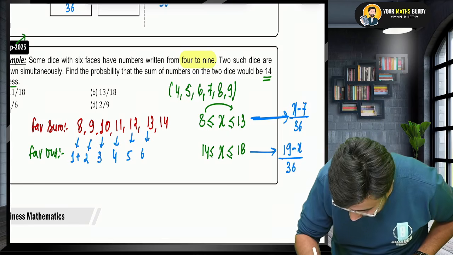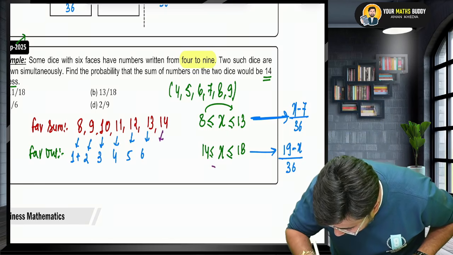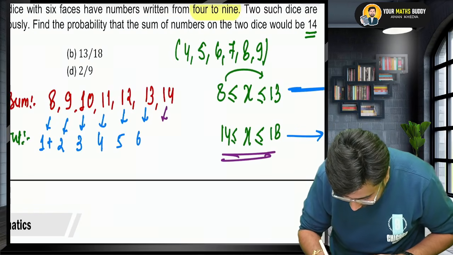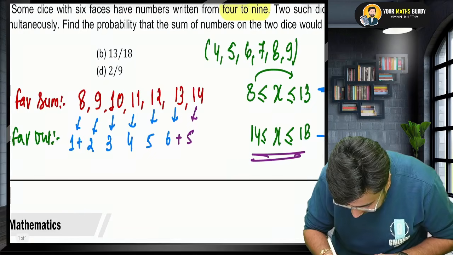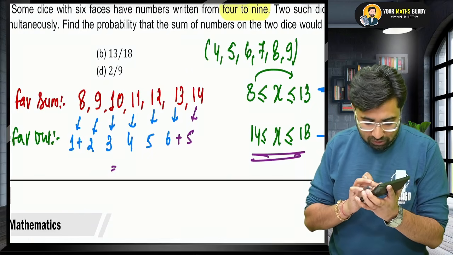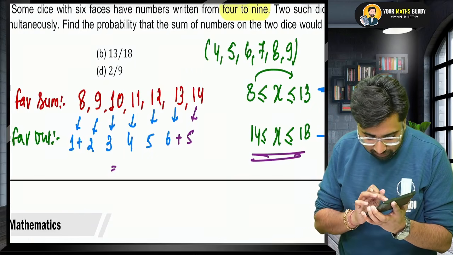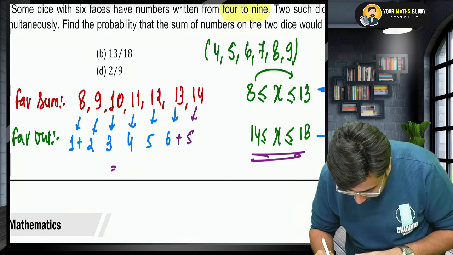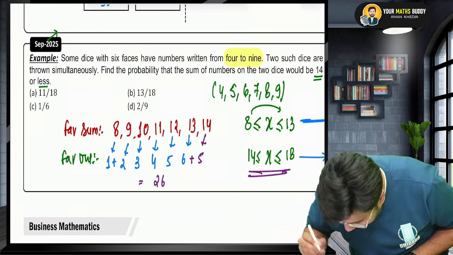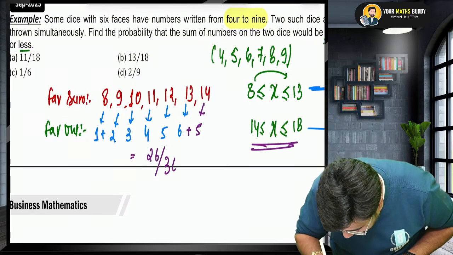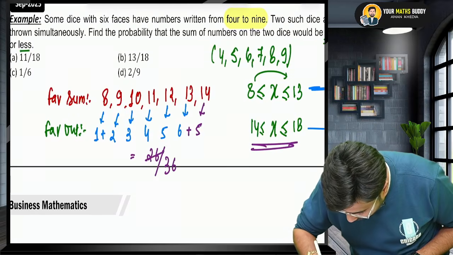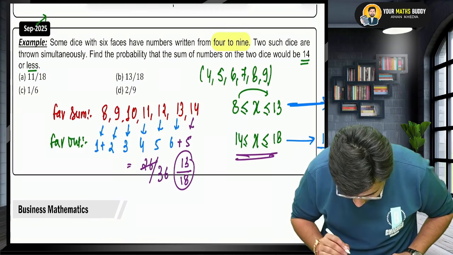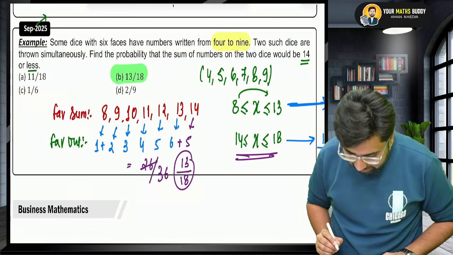How many times you will get the sum as 14? To get the 14 sum you have to put here. Sir, 19 minus 14. Another 5 times I will be getting the sum as 14. Let's count the total number of cases. 1 plus 2 plus 3 plus 4 plus 5 plus 6 plus 5. Sir guys, total you will be getting 26 guys. Favorable outcomes 26 divided by 36, which is 13 upon 18, guys. 13 upon 18 is the right answer guys.